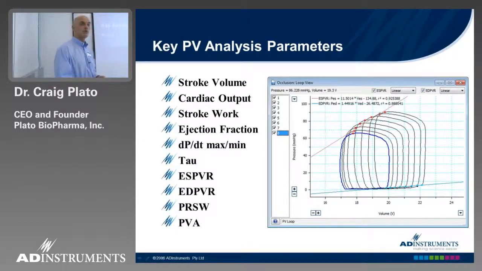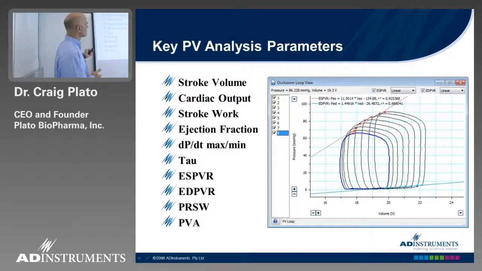So, the key analysis parameters, the things that we're going to be looking at today. There are a variety here. Stroke volume, again, is the amount of blood that is being pumped by the heart on a beat-by-beat basis. Cardiac output, the amount of blood in liters or mils per minute that's being pumped out, is a product of heart rate and stroke volume.